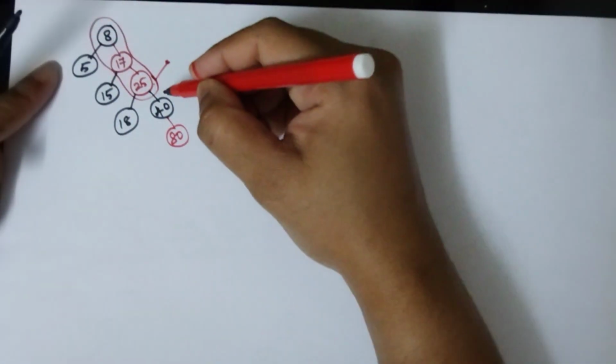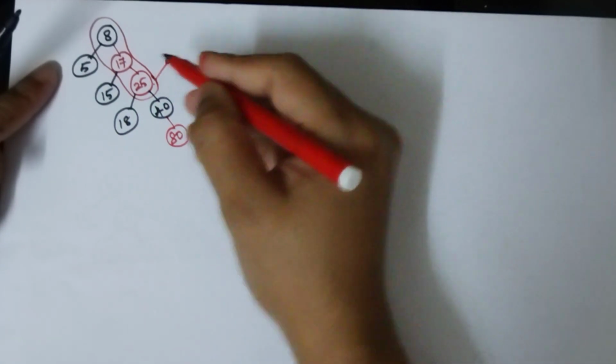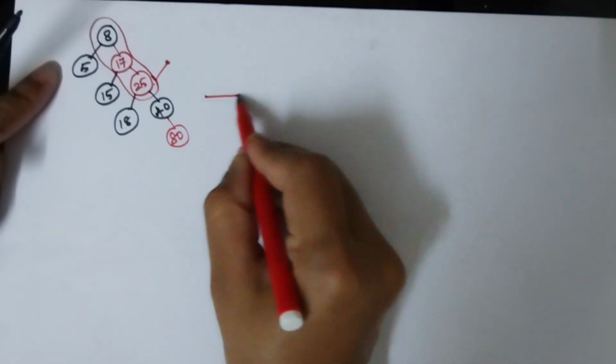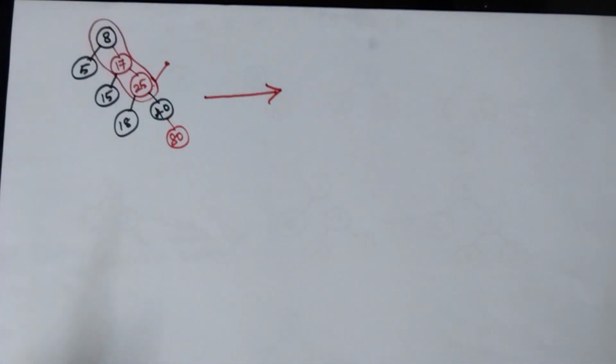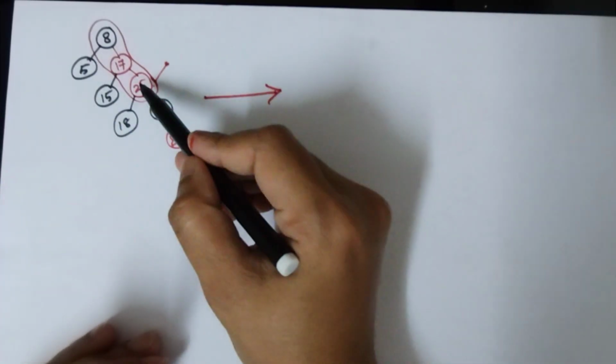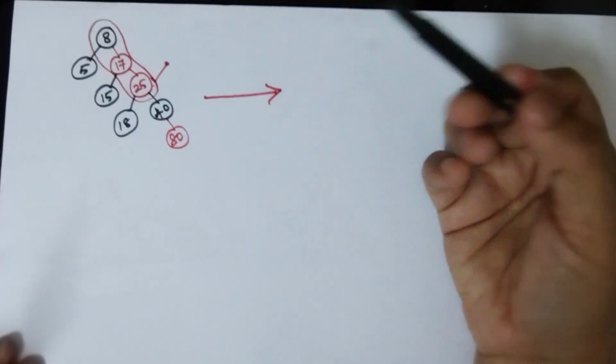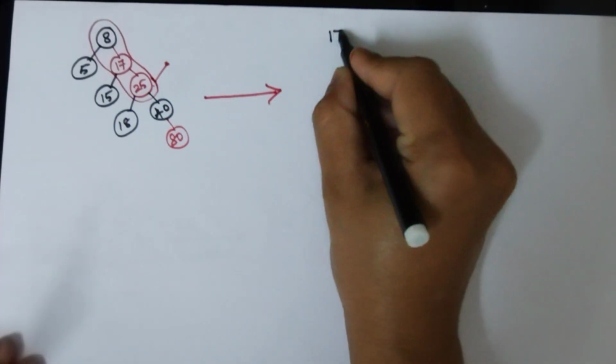And this is the right skewed structure. If it is right skewed, apply what? Single left rotation. So if you apply single left rotation, what would be the tree structure? 8 will become the left child of 17. Then 25 remains as it is, the right child of 17, and 17 becomes the root node. So when 17 becomes the root node, 17 will be black in color.